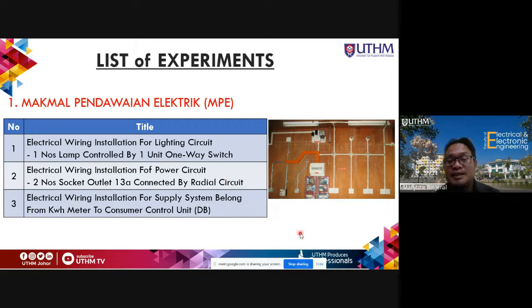By radial circuit, again, you have two types of power circuit, namely the radial and also the ring circuit. You can go on the net, for example, and browse what's the difference between radial and ring circuit, what's the benefit, and how to implement this type of circuit.